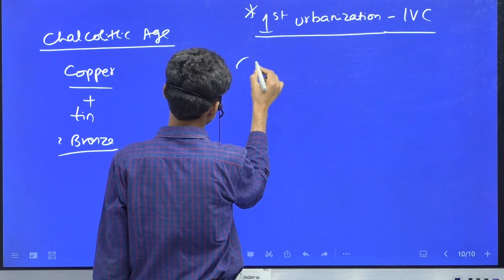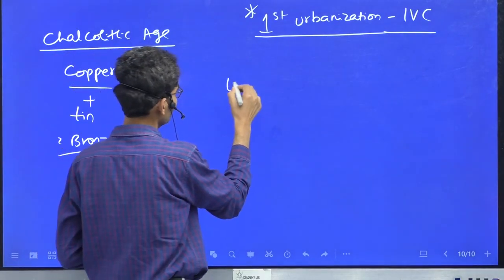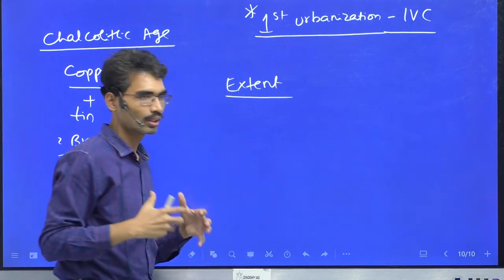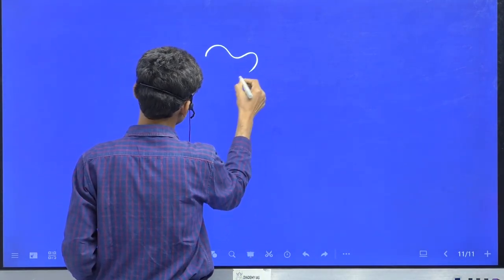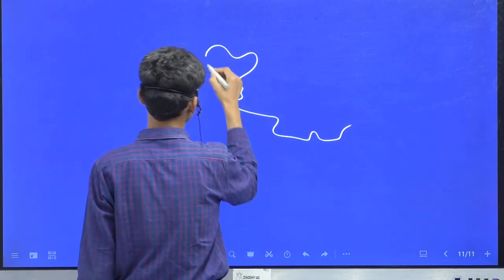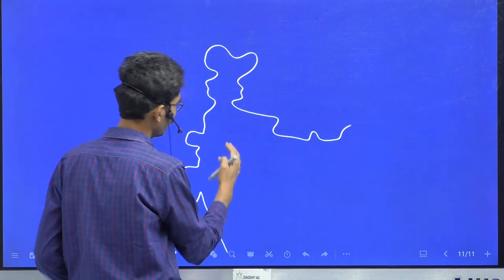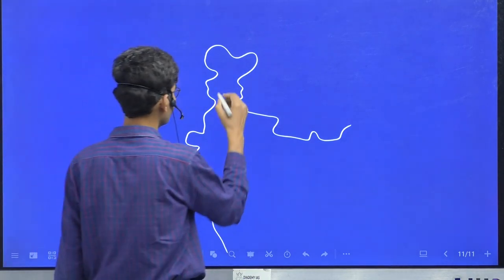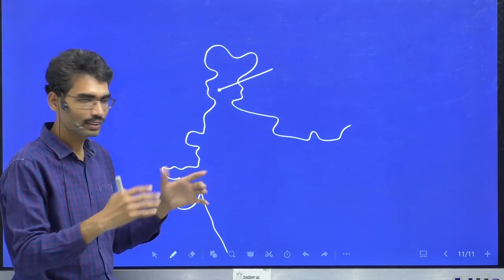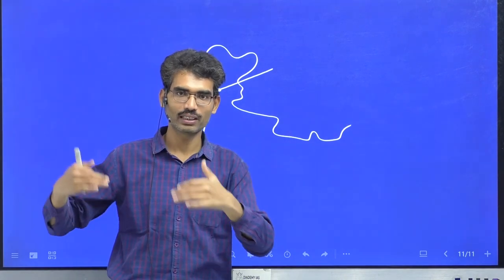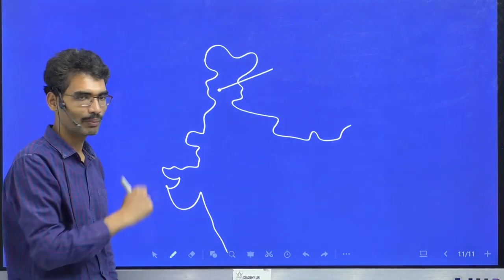Now when it comes to Indus Valley civilization, we have some facts. We have to know the extent of this Indus Valley civilization, from which area to which area it survived. I am drawing only this side because this part is more crucial. Extent means, for example, we are drawing these boundaries. Why are we drawing India like this? Because this is the area of present day modern Indian Republic. The Indian Republic is having territories like this. That's why we are drawing the India map like this.